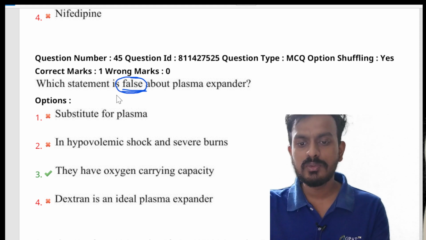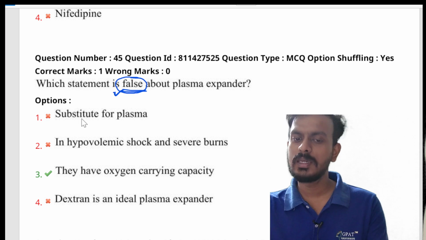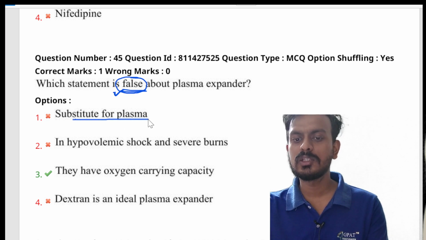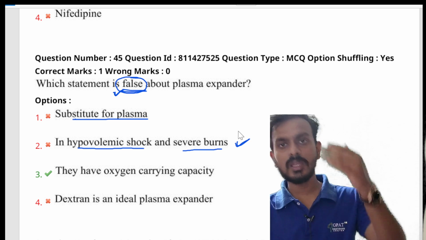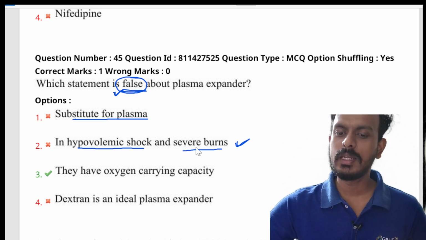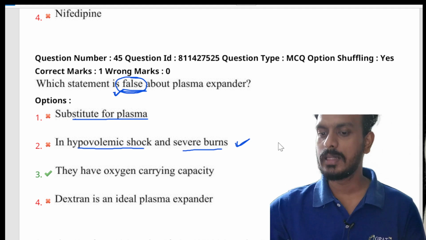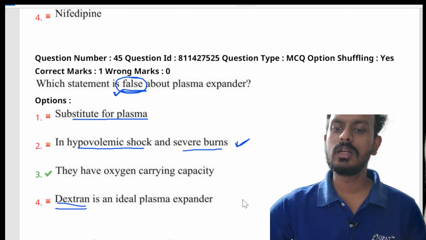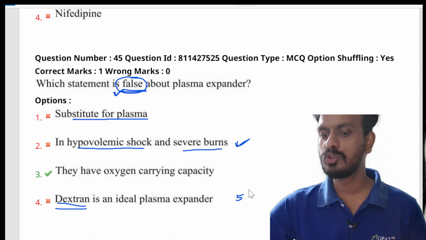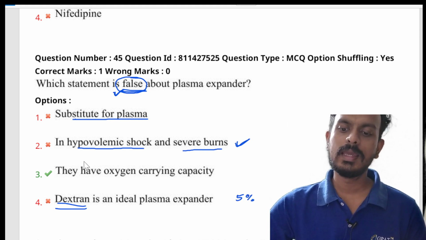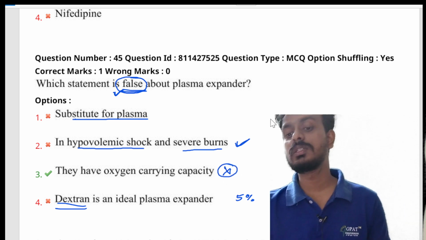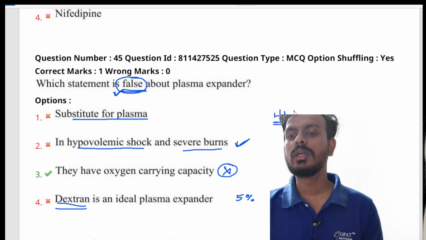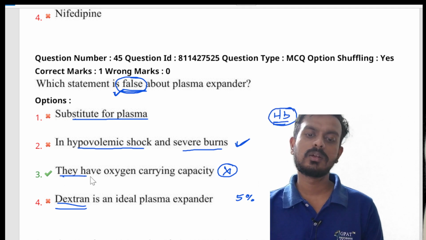The question is which of the following is false. Substitute for plasma: yes, as it is a plasma volume expander, we give it as a substitute for plasma. In hypovolemic shock and severe burns: yes, in both cases the plasma quantity is reduced and they are given in these conditions. Dextran is an ideal plasma expander; 5% dextran is used for the treatment. Do they have oxygen carrying capacity? No, because oxygen is carried by hemoglobin. That's why this option is false.